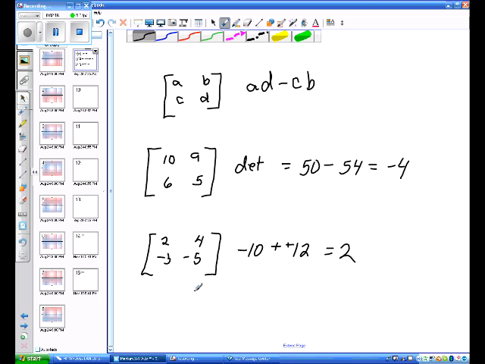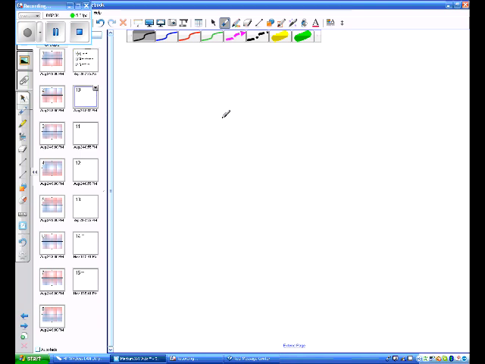Now, in a little bit, we'll look at how to find the determinant for a 3 by 3, and that's a little bit more involved. The bigger your matrices are, the more involved it is to find the determinant. Okay, what we want to use then is what we call Cramer's rule.